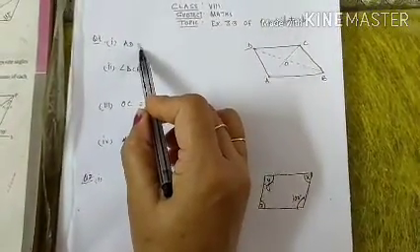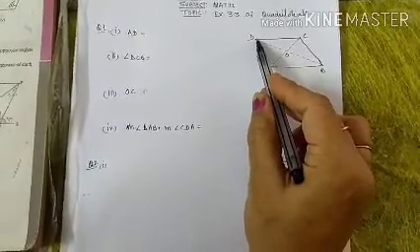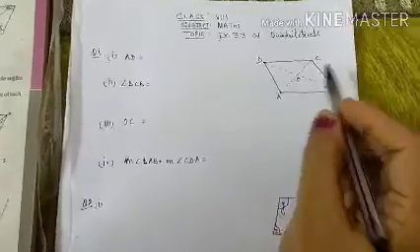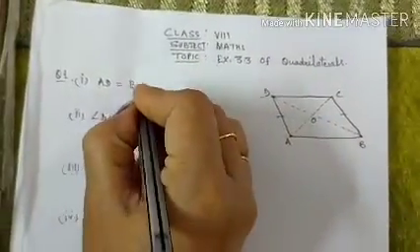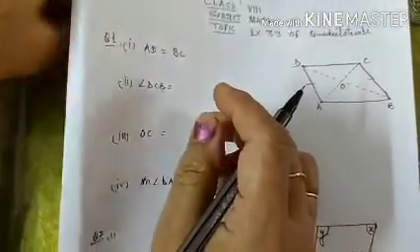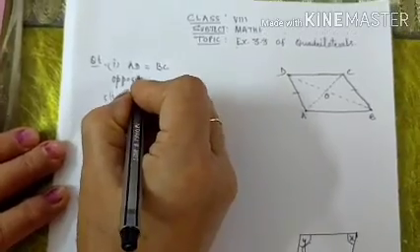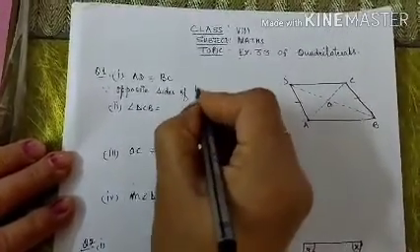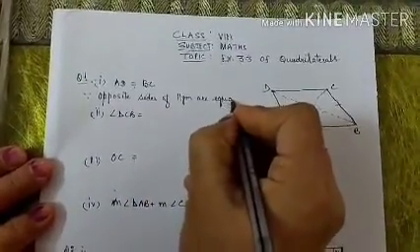AD equals. Now since it is a parallelogram and yesterday we have studied that opposite sides of a parallelogram are equal. It means AD equals BC. So the reason is opposite sides of a parallelogram are equal.